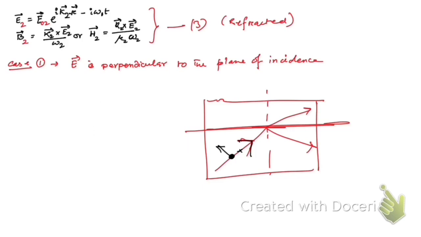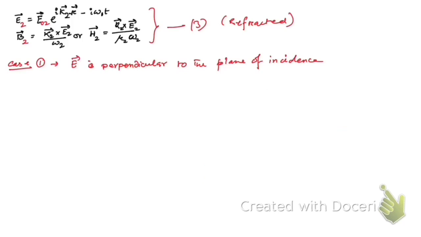Now let me clean this. Now you see, since the electric field vectors are parallel to the boundary surface, right? Electric field vectors are parallel to the boundary surface. Electric fields are perpendicular to this plane of incidence, but they are parallel to this boundary. So what are we going to write here?